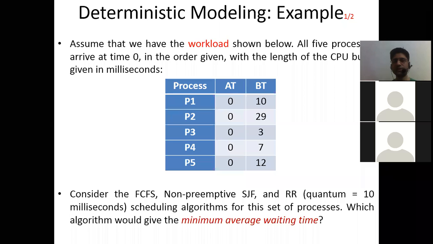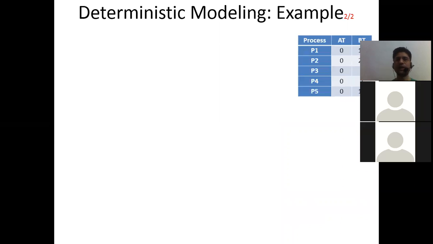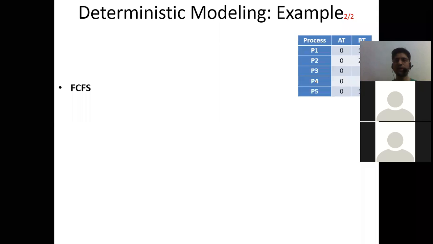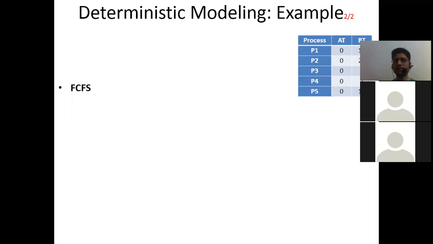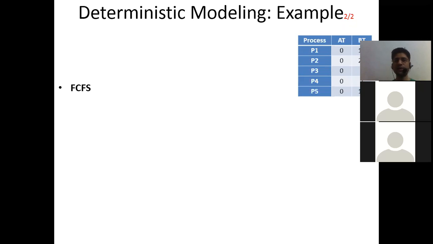For FCFS, you have to simply find the minimum average waiting time. I don't need the waiting time for each of P1, P2, P3, P4, P5. Simply give the average waiting time. Firstly, go for FCFS, everyone. Draw the Gantt chart. Let's see, are you working properly? And give the average waiting time for FCFS in the chat box. Once you are done with FCFS, please write the answer in the chat box. The time unit is given in milliseconds. So do it fast.